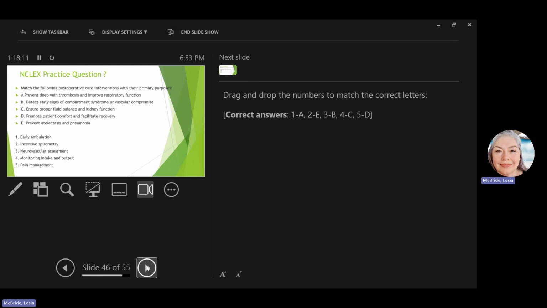Match the following postoperative care interventions with their primary purpose. So again, here's the answers to this. As you can see, as you read through, make sure that you match these, that you understand what early ambulation, incentive spirometry, neurovascular assessment, monitoring intake and output, and pain management is done to do. So incentive spirometry does allow us to prevent atelectasis and pneumonia or collapse. So those are some good reviews right there.